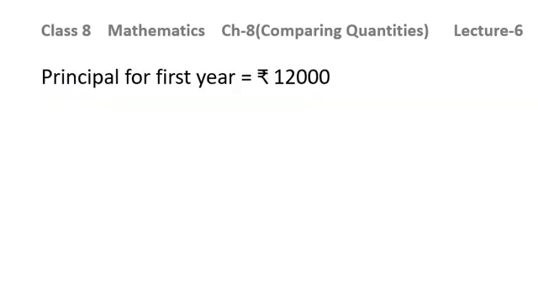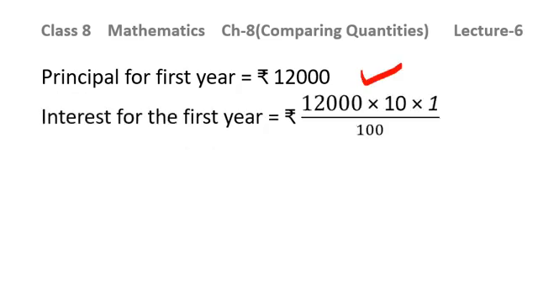Principal for the first year is 12,000. Interest for the first year, we know the formula of simple interest, that is P into R into T. Here we have taken 1 year because we are finding the interest for the first year. So it will be P into R into T divided by 100. After calculating it, you will be getting rupees 1200 as the interest for the first year.